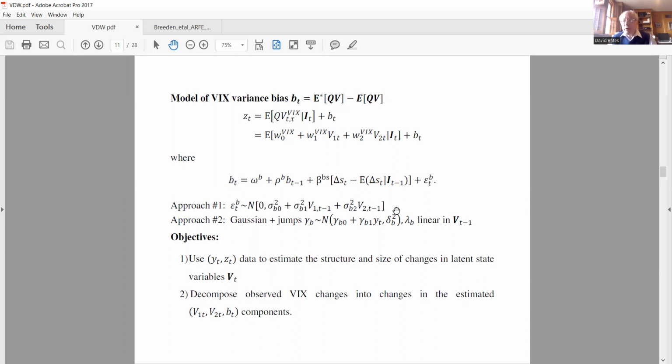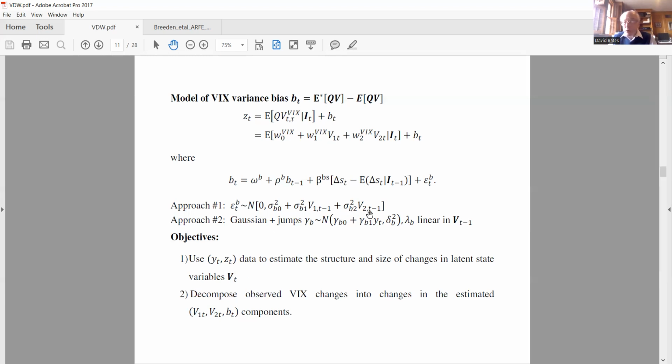The point, however, the whole objective of this exercise is to use these two data sources. So we're observing daily stock market returns. We're observing the VIX and how it changes over time. So these two variables together will give us information as to how these state variables V1 and V2 are changing, and also the overall structure of how it is that V1 and V2 change.